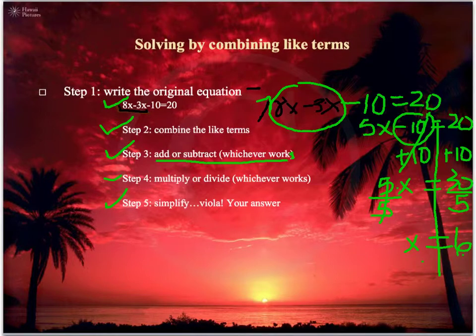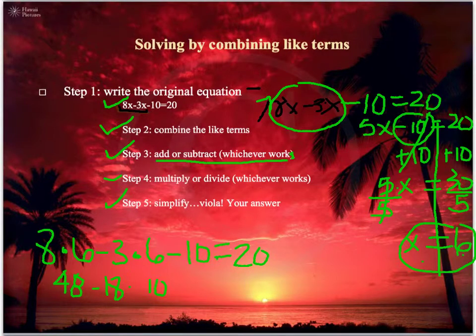In this problem, I didn't say, let's go check what I got, but let's check what I got. So if I plug in 6 for x, I have 8 times 6 minus 3 times 6 minus 10 equals 20. So 8 times 6 is 48. 3 times 6 is 18, minus 10 equals 20. All right, let's do the math over here on the left-hand side. 48 minus 18 is 30. 30 minus 10 is 20, so check and check.